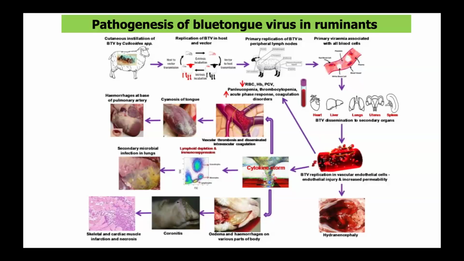As a result of this extensive endothelial damage, there is a release of cytokines at excessive levels, which we call a cytokine storm. That is what is responsible for the pathogenesis of BT, like increased vascular permeability, severe hemorrhages, edema, effusions, thrombosis, intravascular coagulation, and everything. If BTV is seen in pregnant animals, it can result in cerebral malformations in the offspring, and also some abortions if found in the last stages of pregnancy.